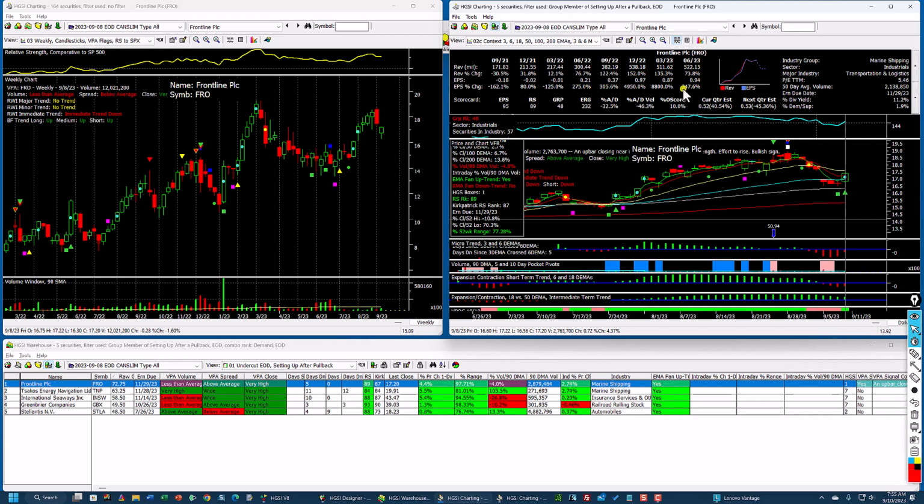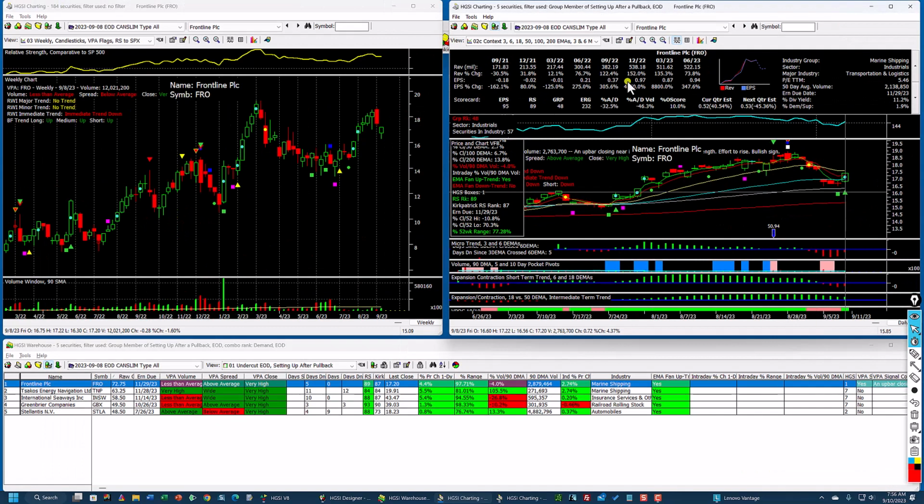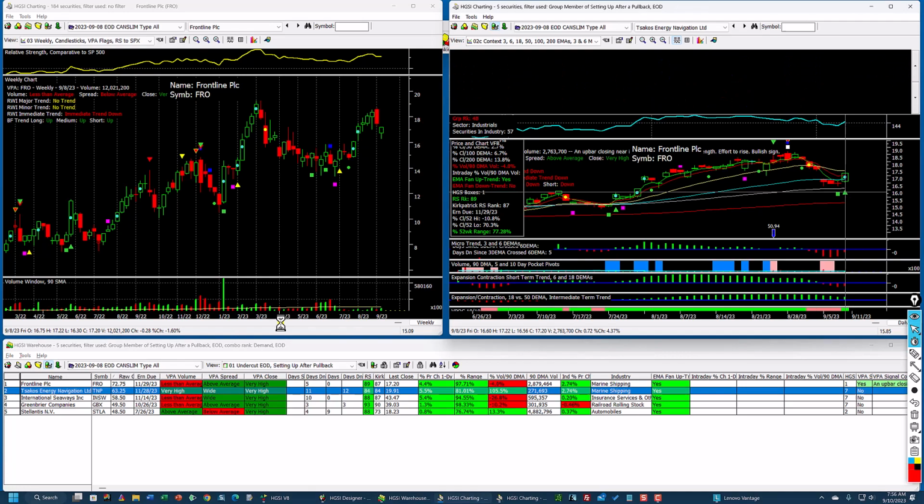And look at these numbers. Look at the growth. And it's a $17 stock. Let's bring this up again. It had a really nice move up. The group kind of rolled over, and now there's some buying interest in the group. I would certainly consider putting this in the watch list. Let's look at the next stock.